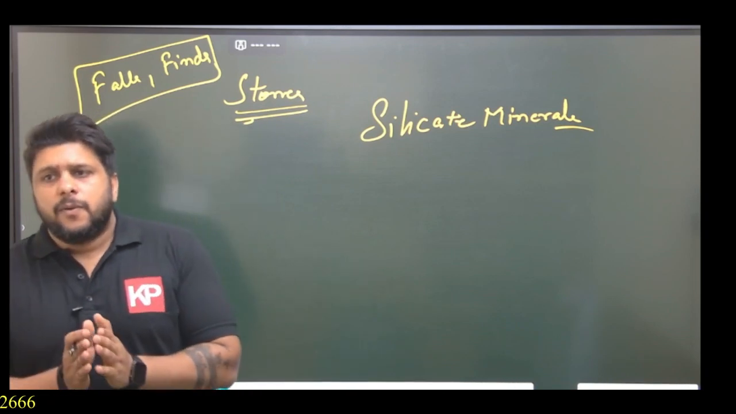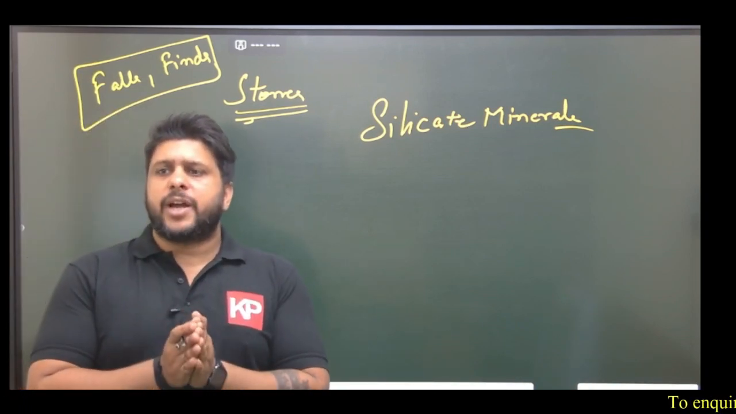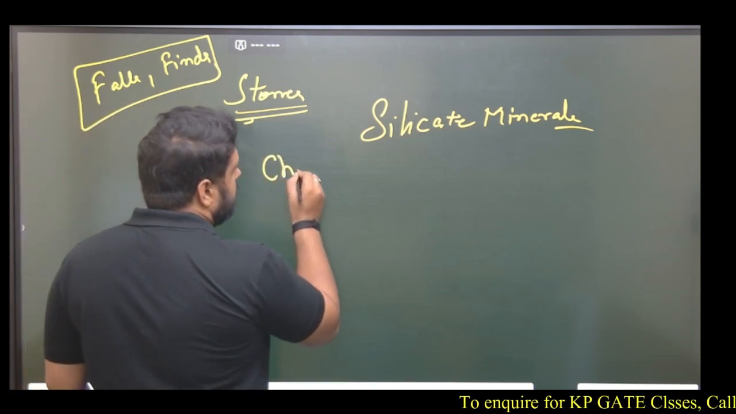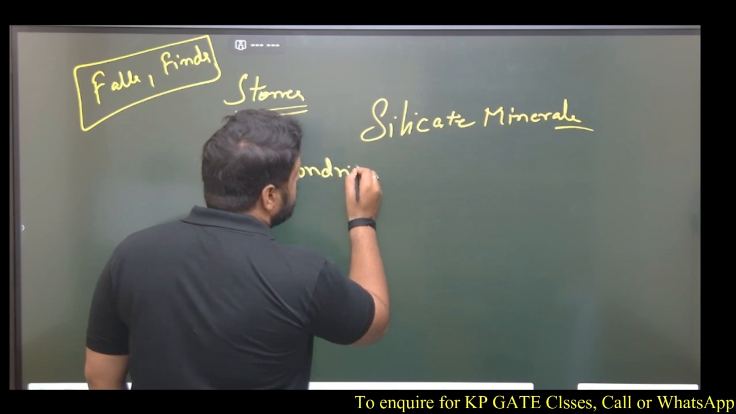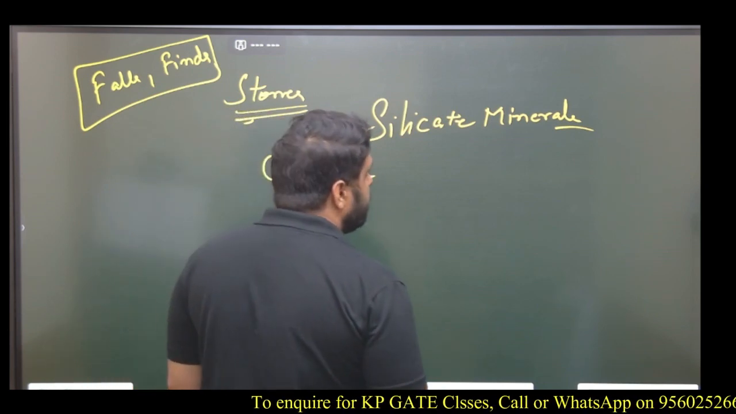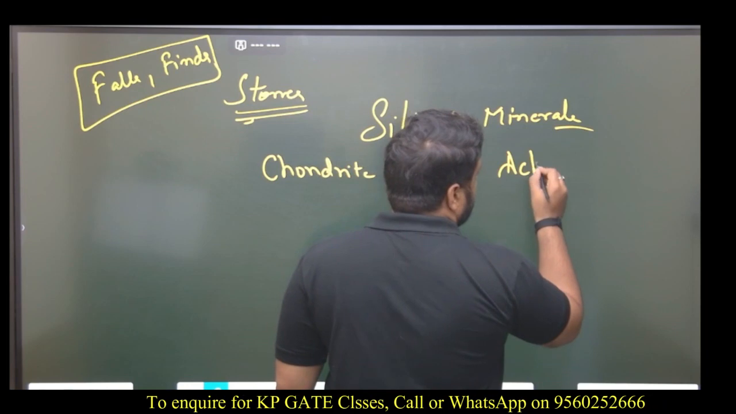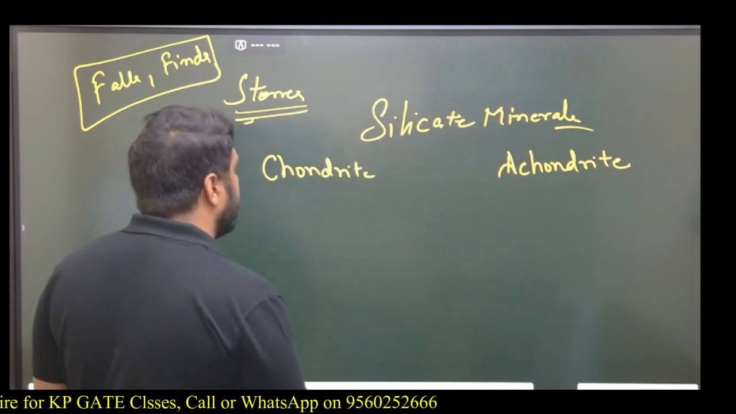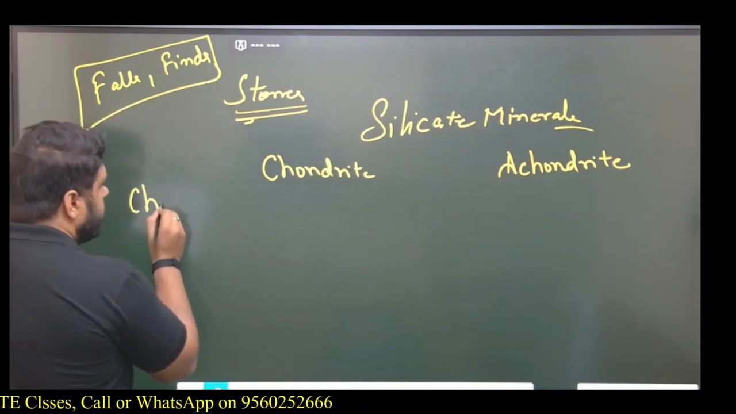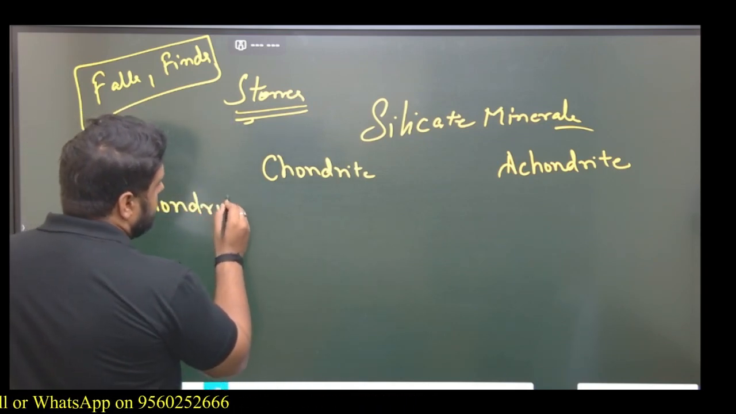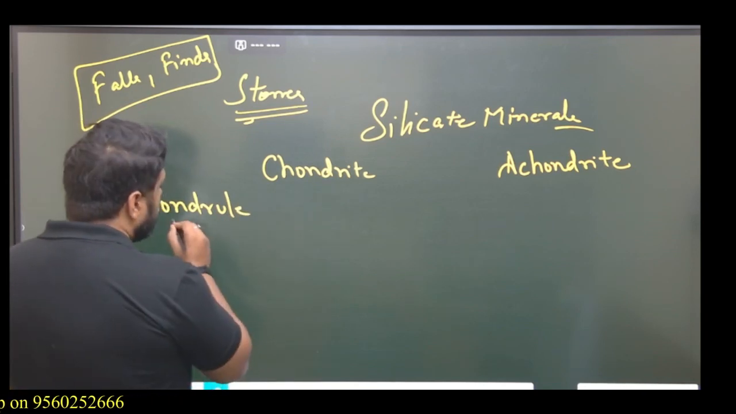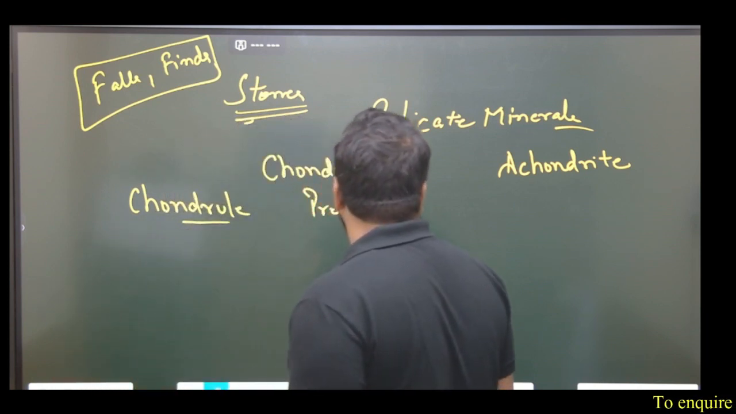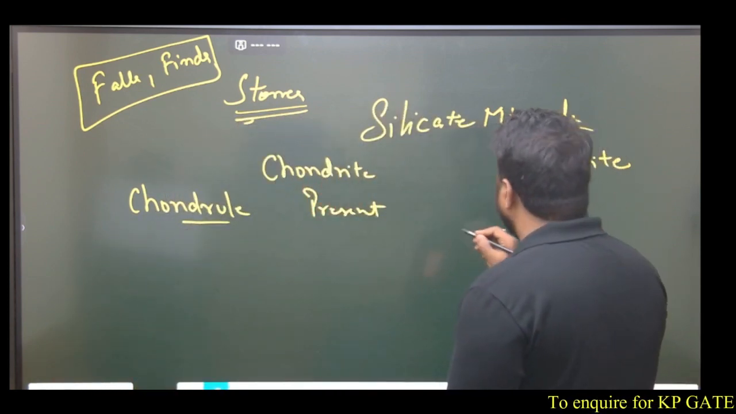So here we have classified stony meteorites into two types, chondrites as well as achondrites. This classification is based on the presence of the chondrule. So in case of chondrite, chondrule is present, but in case of achondrite, chondrule is absent.